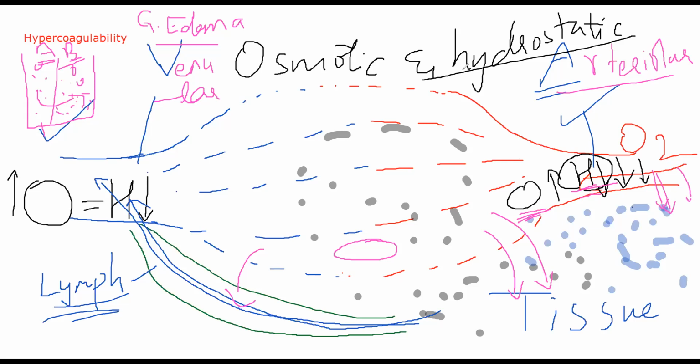But this is not a big problem because you will have lymph capillaries near your venular end, which will make sure that whatever extra amount of fluid and protein is present, that is being thrown back into your blood vessel, so that blood volume is always maintained.